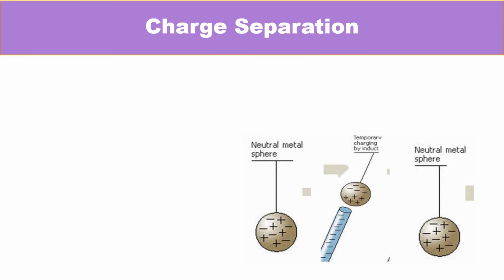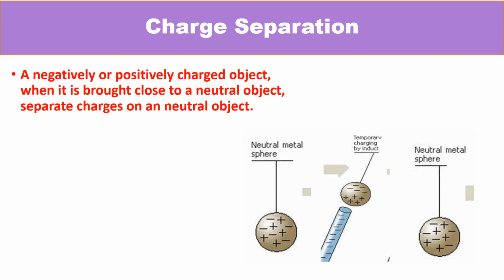All right, the next one that I'm going to go through is charge separation. A charge separation is, first of all, a negatively or positively, there are two situations, charged object, when it is brought close to a neutral object, separation of the charge is what's happening in the neutral object. A big statement, but I'm going to go through each of them using the example down there, and I'm going to draw an example using a positive situation because what you see down there is a negatively charged object situation.